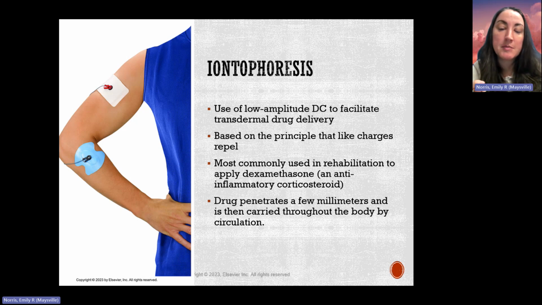So it's typically most commonly used with dexamethasone, which is an anti-inflammatory corticosteroid. It has a negative charge, so you would place the negative electrode over the patch that has the dexamethasone on it, and then the positive over the other patch. Though it allows the drug to be pushed in, but beware that it only goes in a few millimeters before it's carried throughout the body and into the circulation.